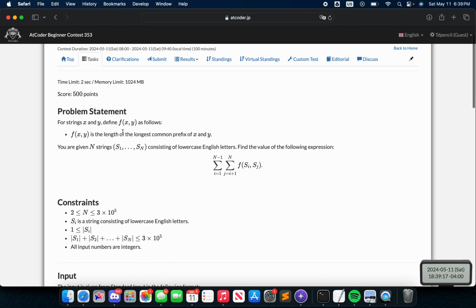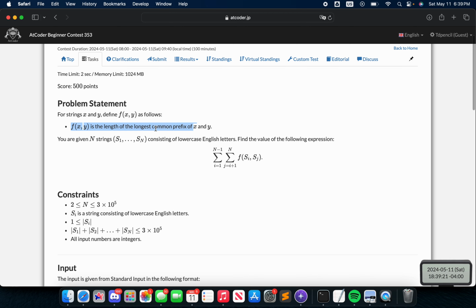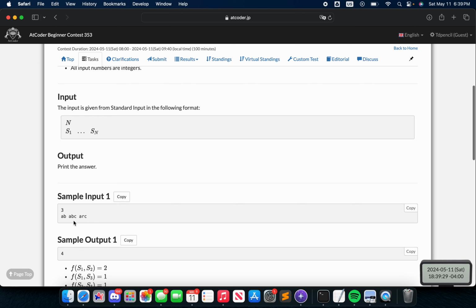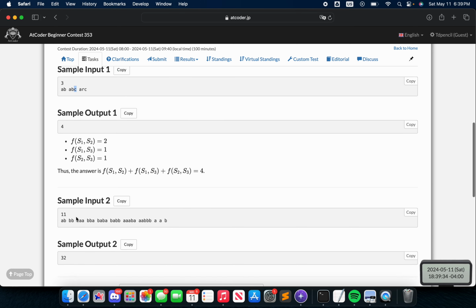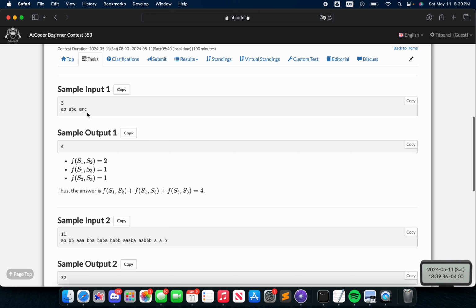Okay, so anyway, this one was probably the most fun. So basically you have f(x, y), right? And f(x, y) is the length of the longest common prefix of x and y. So if you have ab and abc, the longest common prefix is ab. If you have arc and ab, the longest common prefix is a. And then you're just comparing all the pairs and finding their longest common prefix.